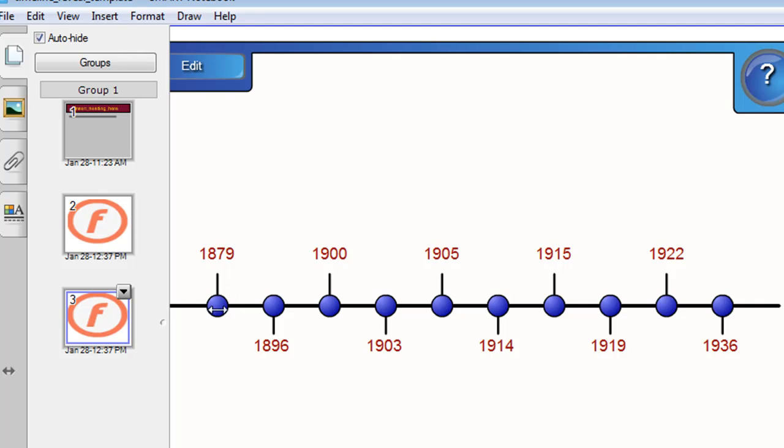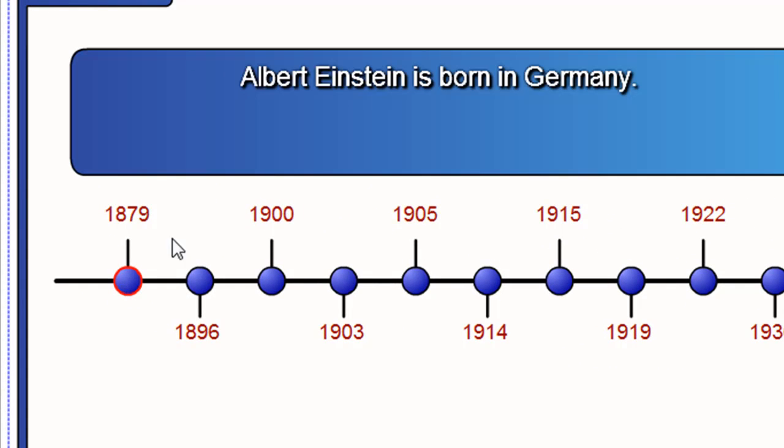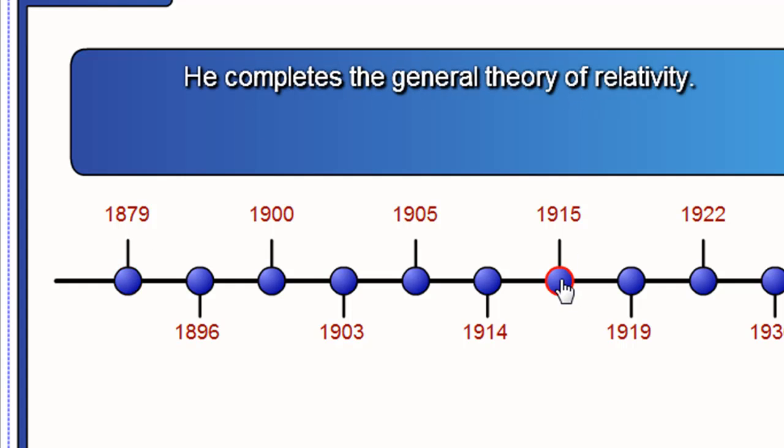And what you do with this template is you just click on a dot under a date, and it'll bring up whatever happened on that date which you've typed in. So in 1879, Albert Einstein is born in Germany. Okay, we'll click on 1915 and it pops up there. He completes the general theory of relativity.